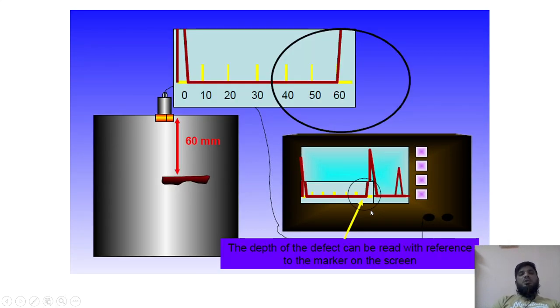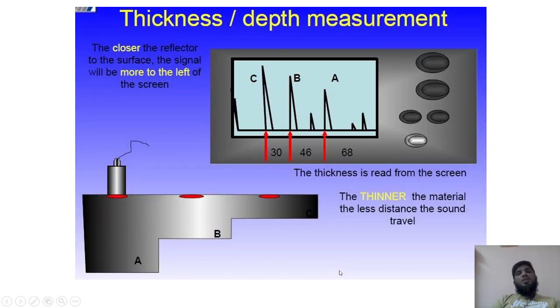Here they have given an example where the flaw is at a distance of 60. We can understand the depth of the defect by reading it with reference to the marks on the screen. Similarly, if it is present at a distance of 30 or 40, then also we can identify it. The closer the reflector is to the surface, the more to the left of the screen the signal will appear. The thickness is read from the screen.